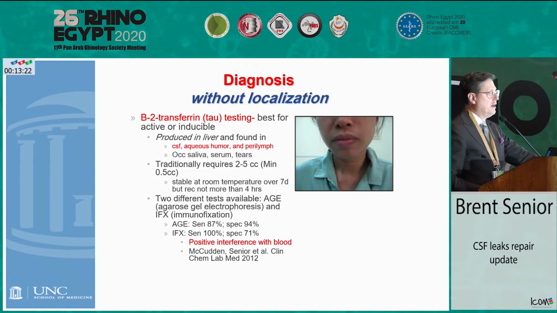Most testing labs will recommend that the material be sent to the lab and be tested, though, within 4 hours. There are 2 different commercially available tests. Currently, there's an agarose gel electrophoresis test as well as an immunofixation test. Both of them are effective, and both have fairly similar sensitivity and specificity, somewhere in the 80 to 90, maybe upwards of 100% with the immunofixation type test in terms of its sensitivity. There is some positive interference with blood, and so you do have to be careful to not give a specimen that has blood.